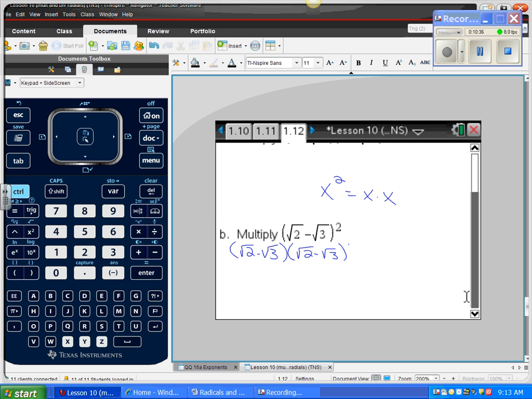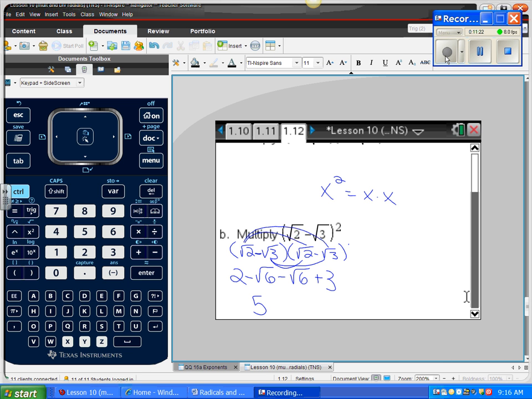So again, how do we multiply together two binomials? We FOIL it. So go ahead, FOIL that out, and we'll go over it in a moment. Okay, square root of 2 times square root of 2, guys. 2. Square root of 2 times negative square root of 3. Good, negative radical 6. Negative radical 3 times positive radical 2. Negative radical 6. Yes, it's a minus sign. Negative radical 3 times negative radical 3? Plus 3. Okay. Combine my like terms. 2 plus 3 is 5. Very good.